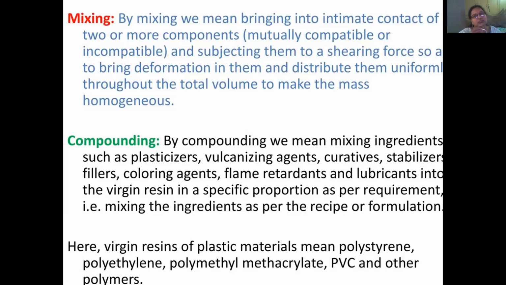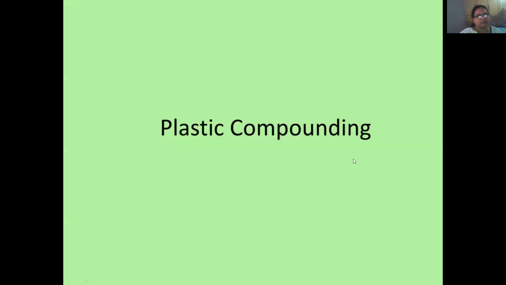So why are these compounds added to the plastic materials? In order to make it useful in nature, or to increase the properties of polymers like plastics, and then to improve its decorative power, so that we can make it somewhat decorative and colorful. So for these things we do compounding of plastics.